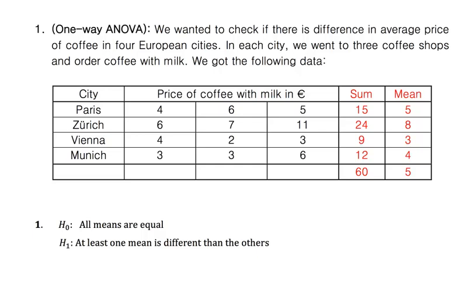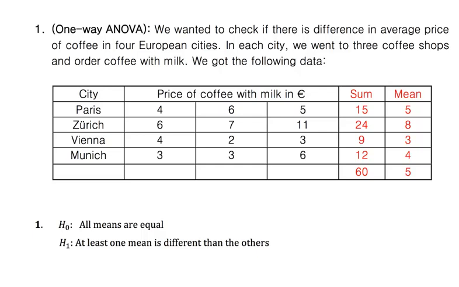So it's a little bit of a technical hypothesis. The null hypothesis would be that all means are equal, and then we want to prove that at least one of them is different. The content of this is actually that the city does affect the price of coffee.